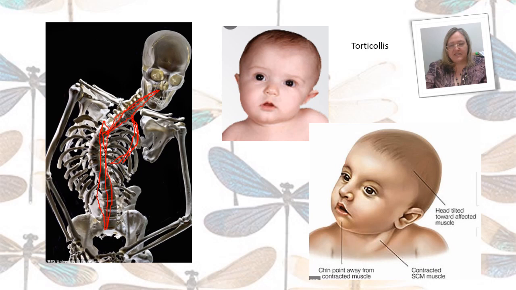Torticollis, you can see the baby here has torticollis. This is not affecting the spine. This is actually caused by the sternocleidomastoid muscle here being hypertensed, and treatments for this a lot of times nowadays are Botox injections, so no surgical interventions usually needed for this kind of abnormality.